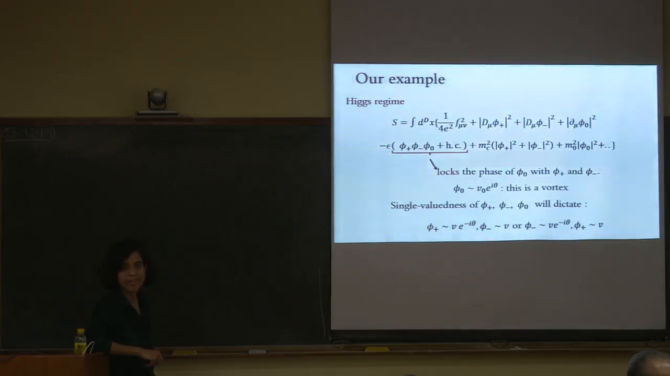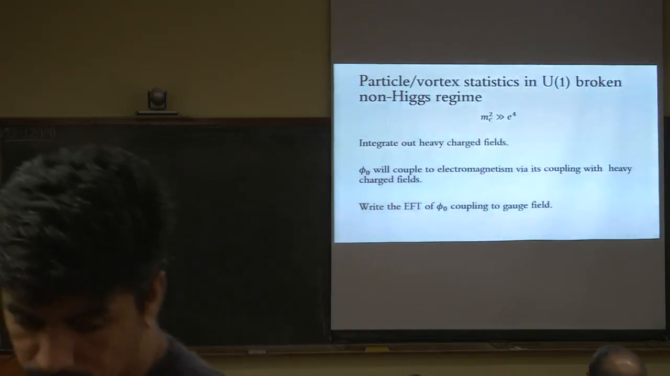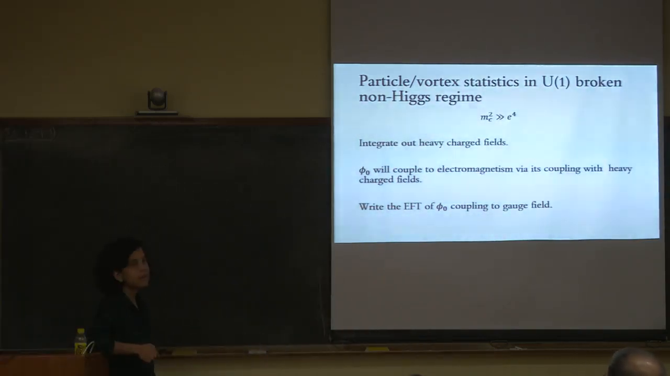Phi naught is e to the i theta and phi plus or phi minus is e to the minus i theta. Why is this related to charge under global symmetry? Yeah, this is actually not related. Similarly, if I say phi plus and phi minus don't wind, only phi naught winds, then that term will have a winding, and it'll cost you a lot of energy.